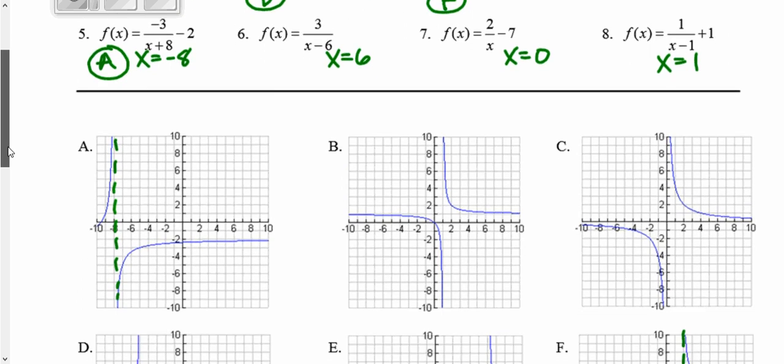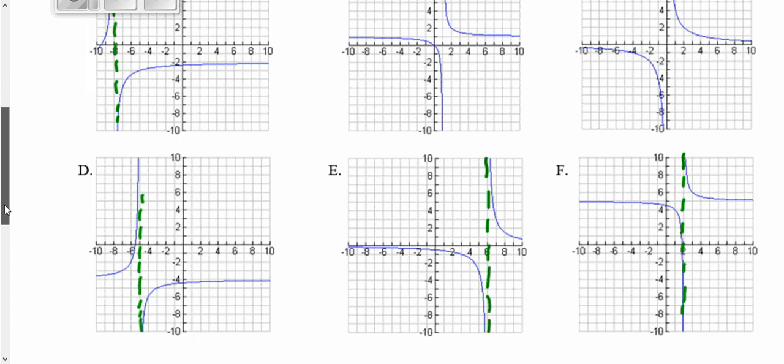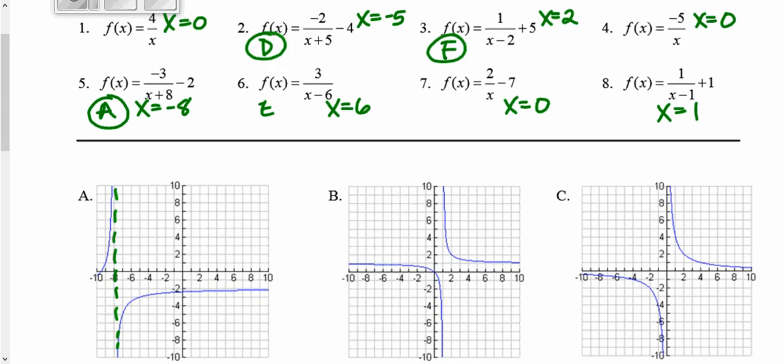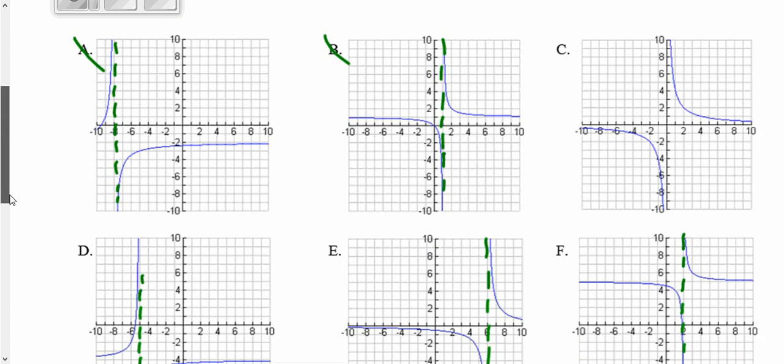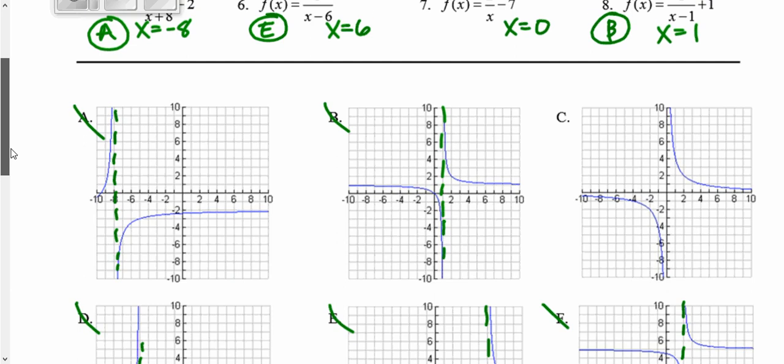6 has a vertical asymptote at 6, which looks like that matches with E. And then 8 has a vertical asymptote at 1, which is here at B. Okay, so I've matched most of them, and I could actually eliminate what I've matched. So I've matched A, B, D, E, F, and then I have the 2 at the bottom. So I have G, H, and C left.